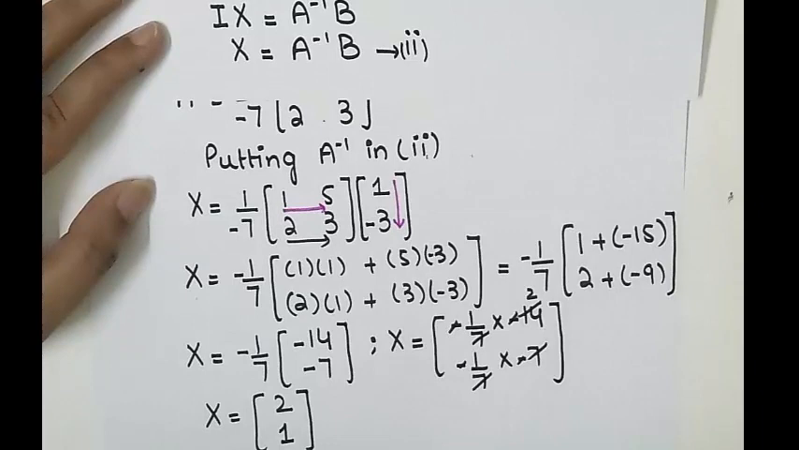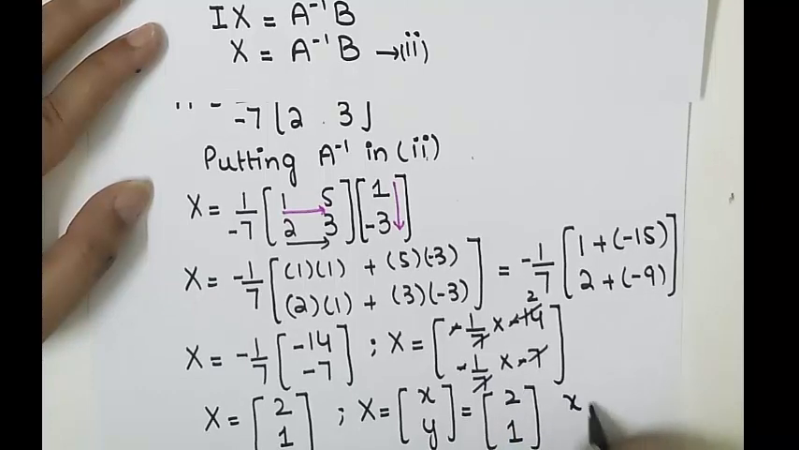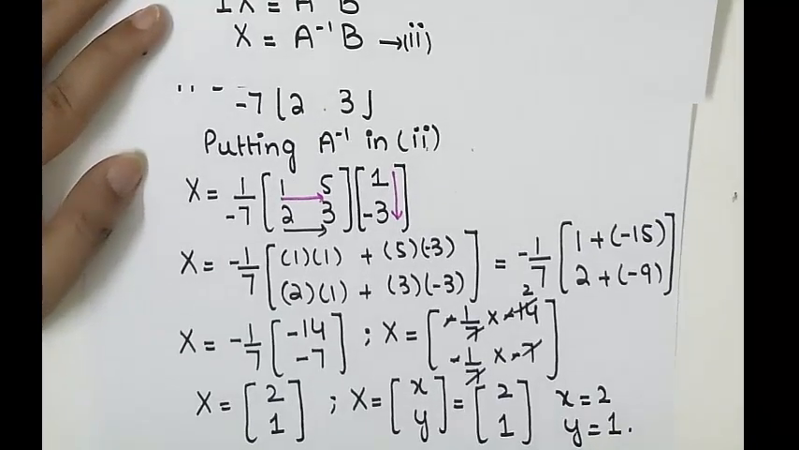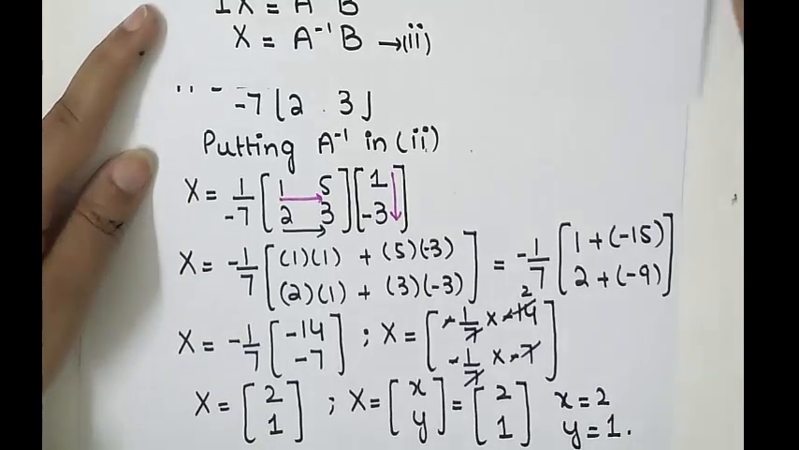So we have this value. Since X is equal to the matrix of x, y, and this is equal to 2, 1, it means x is equal to 2 and y is equal to 1. So we have solved the system of linear equations.